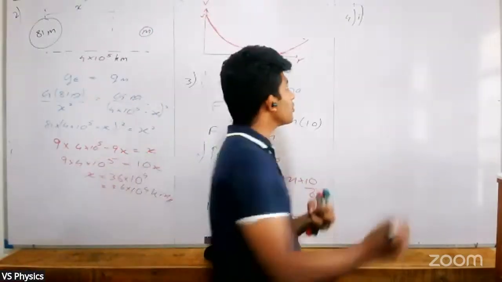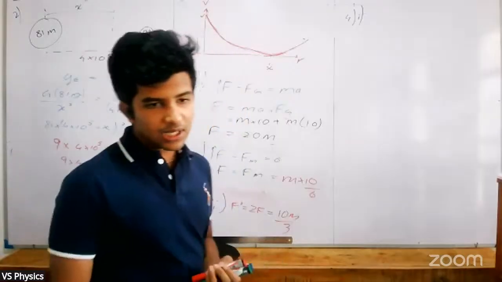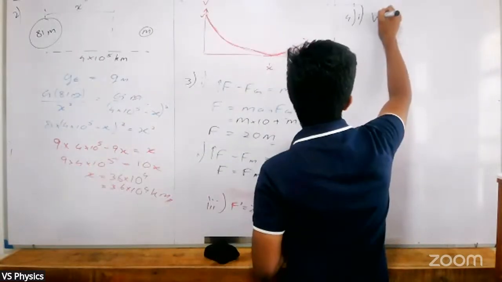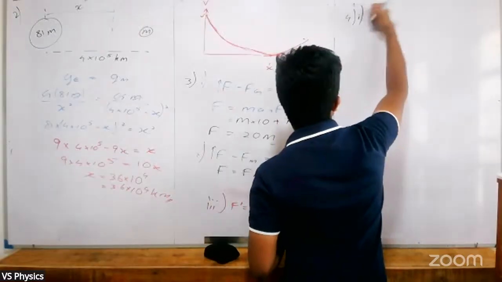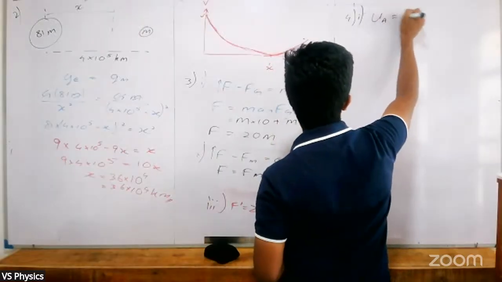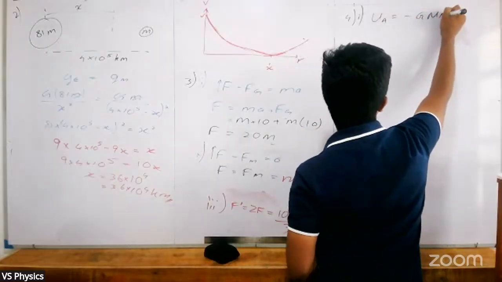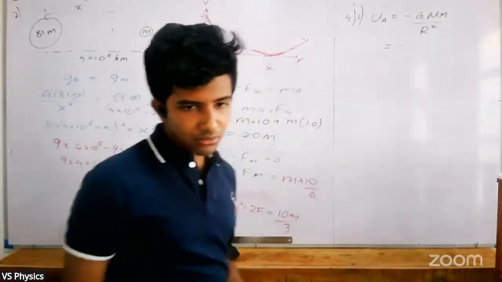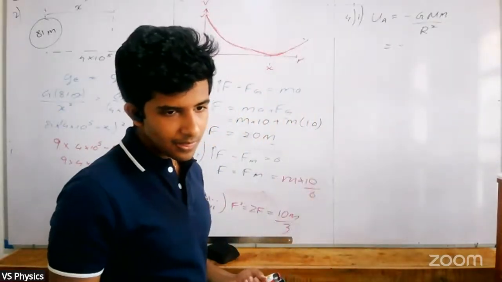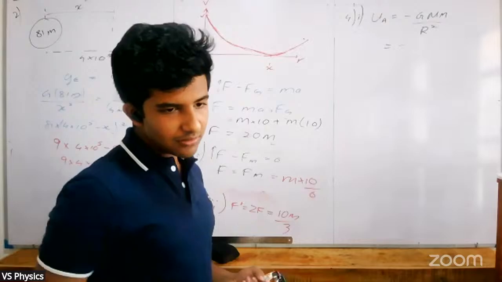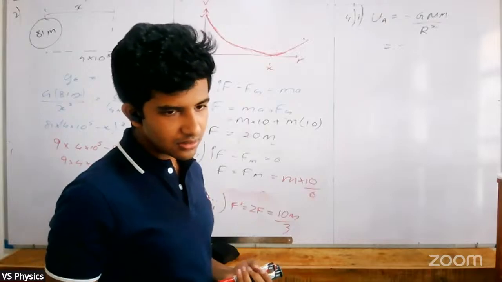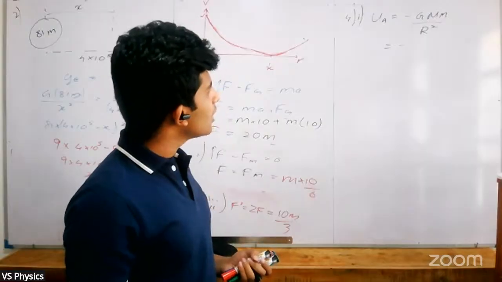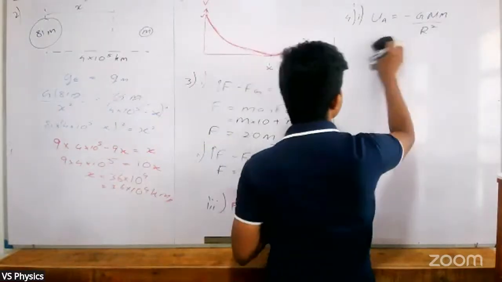Let's see. What is the gravitational potential energy of the body at A? Actually, gravitational potential energy at A can be written as minus GMm over r squared. They haven't given a value for G, but we have to use the gravitational acceleration instead. How can we use gravitational acceleration instead?